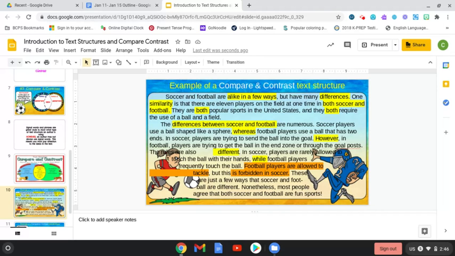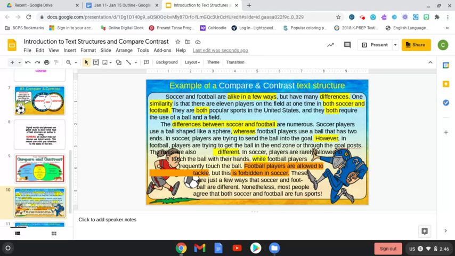The author is not going to come out and say, I'm using compare and contrast text structure. They don't do that. They expect you to figure it out by looking for the language and the ideas that they're trying to get you to understand. Here, the purpose of this text was to show you the differences and similarities between soccer and football. They were not trying to show you how to play soccer or how to play football. So you have to think about the big purpose, the big picture.